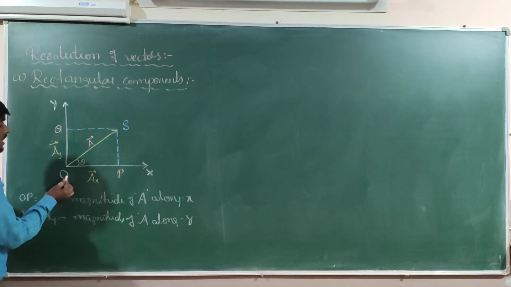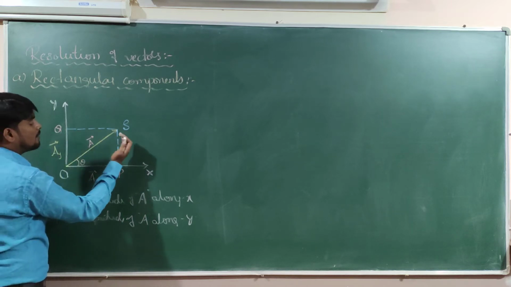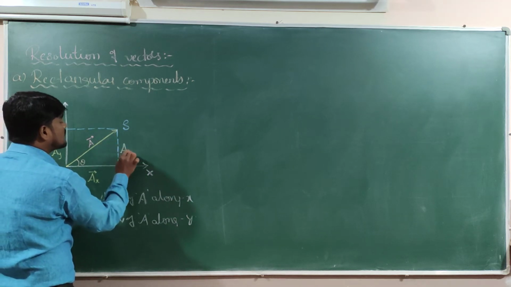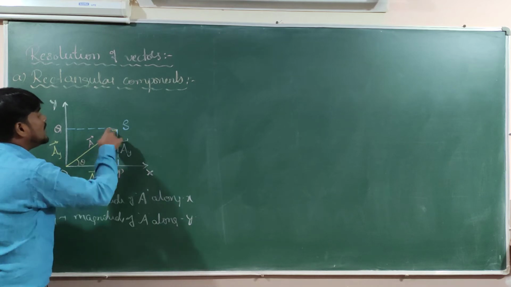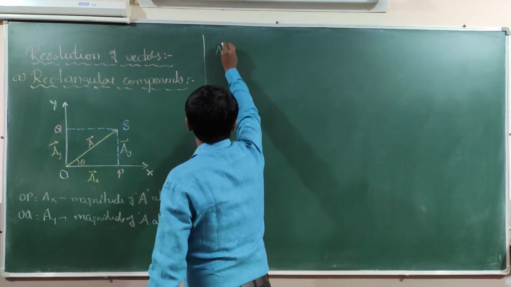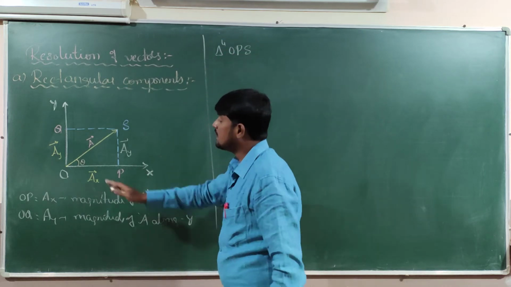Now friends, already we know the basic knowledge of geometry. If OQ is AY, obviously the opposite side of a rectangle is also equal, so SP also becomes AY. Now consider a right angle triangle OPS. From the triangle OPS, I am going to define certain things.